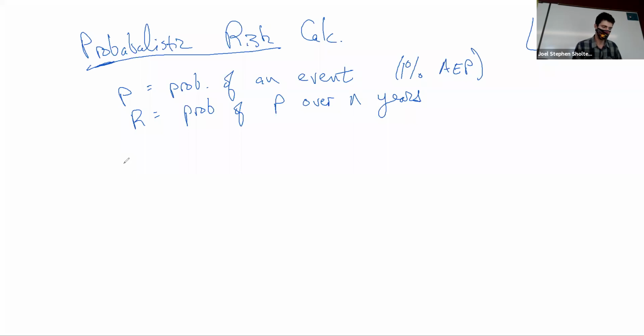I'll just write the equation, then we'll talk about an example of it. So the equation is R equals 1 minus P to the n. And so R is simply the probability of seeing this event P occur over n years. N might be like the design life of a structure.